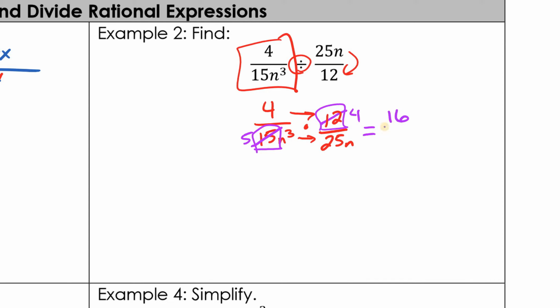4 times 4 is 16 over 5n to the third, 20 times 25n, and 5 times 25 is 125 n to the third times n is n to the fourth.